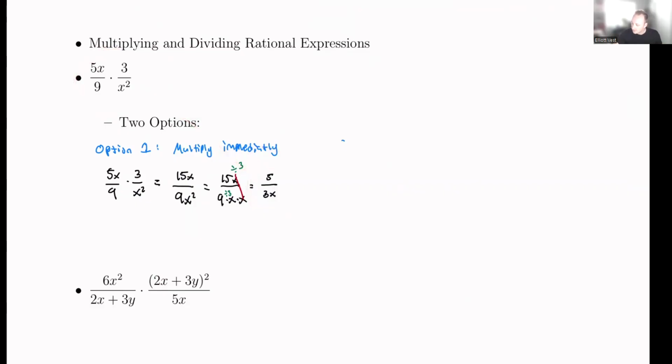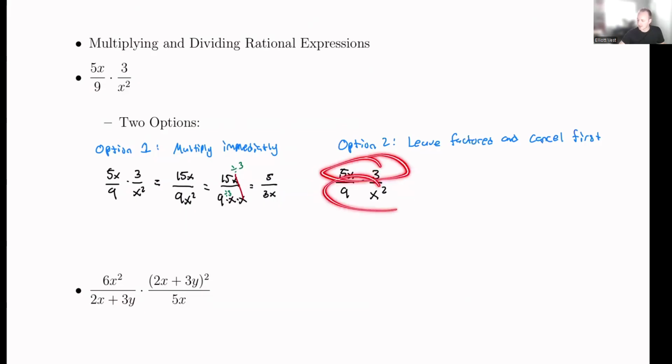What I like to do, option two, is leave everything factored and cancel first. So what does that look like in a problem like this? 5x over 9 times 3 over x squared. I can view the 3 over x squared as x times x on the denominator. I know these are combining eventually, but even though they're two different fractions, I can look at them as one right away and think, how do things cancel here?